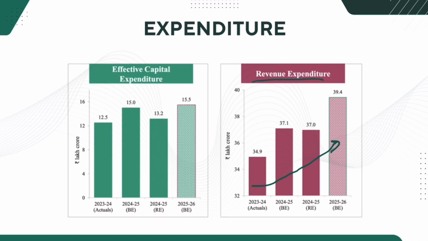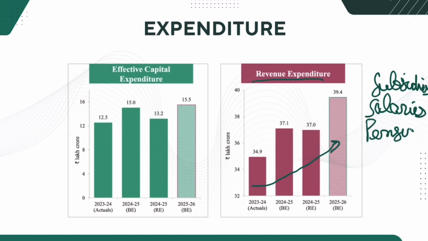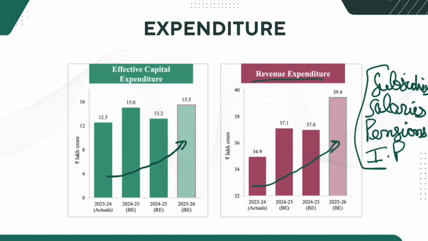Why? Because that means government expenditure on subsidies, government expenditure on salaries, pensions, interest payments on loans taken previously. This is increasing, and this is really bad news for government. But capital expenditure is showing almost an increasing trend. Almost. As compared to previous year, it is showing an increasing trend.